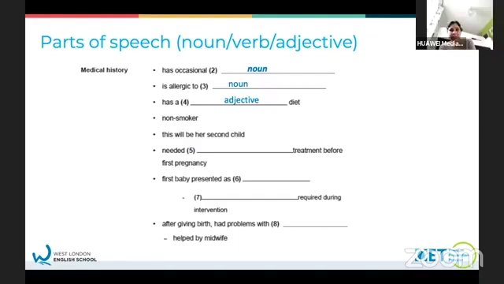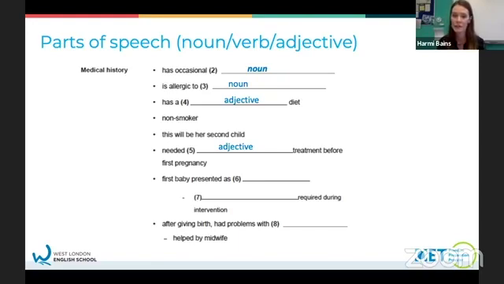Needed. I'm thinking it's a verb. Well, needed is already a verb. So I think I'd go adjective. Okay. So it could be needed fertility treatment, or needed IVF treatment. Because treatment is a noun, all words that end in ment are nouns. But when you see a noun, you know that normally it's going to be an adjective before it because it's describing the noun.